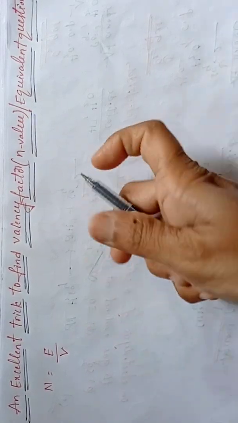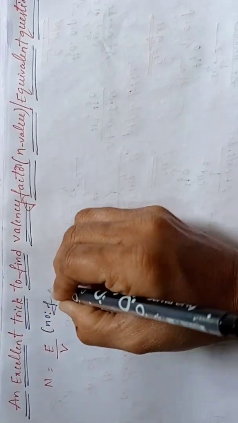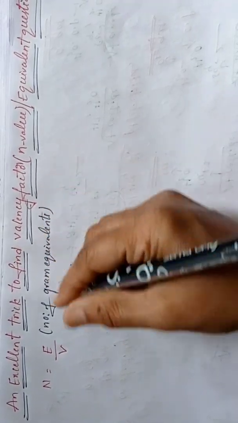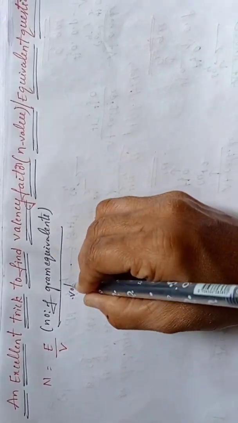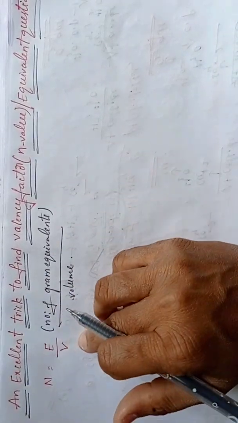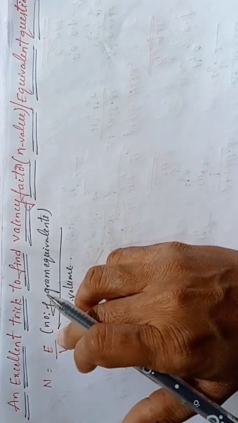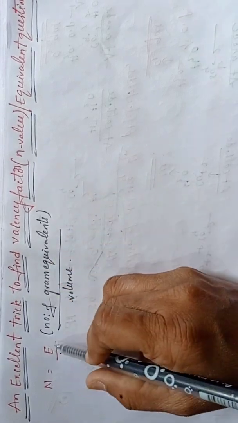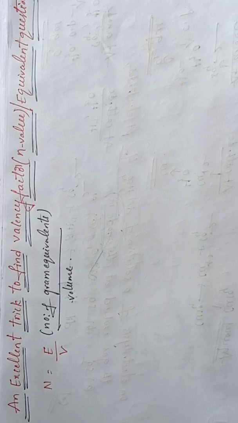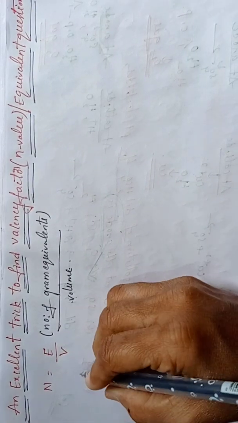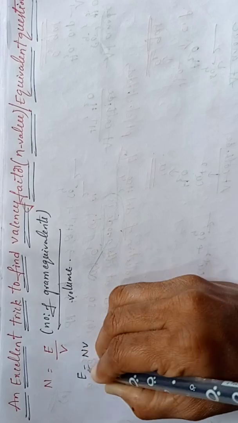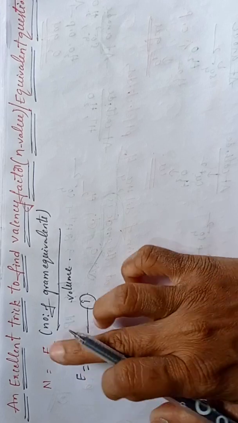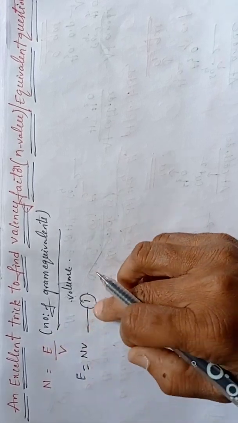This is the number of gram equivalents present in 1 liter of the solution, that is volume. So E by V is the normality formula, students: N is equal to E by V. From this formula we can write E is equal to N into V. So this is the first formula, students. N is equal to E by V, and from this we can write E is equal to N into V.